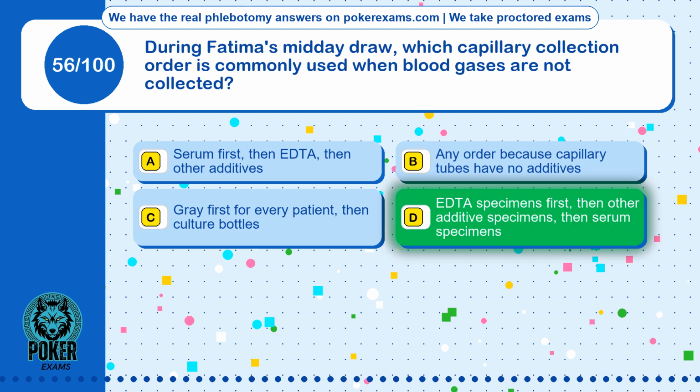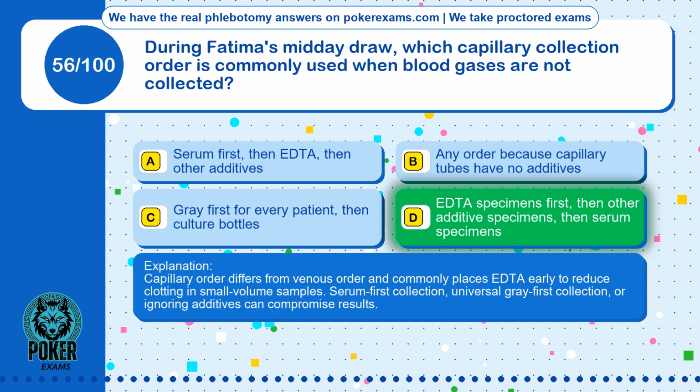The correct answer is option D. EDTA specimens first, then other additive specimens, then serum specimens. Capillary order differs from venous order and commonly places EDTA early to reduce clotting in small volume samples. Serum first collection, universal gray first collection, or ignoring additives can compromise results.